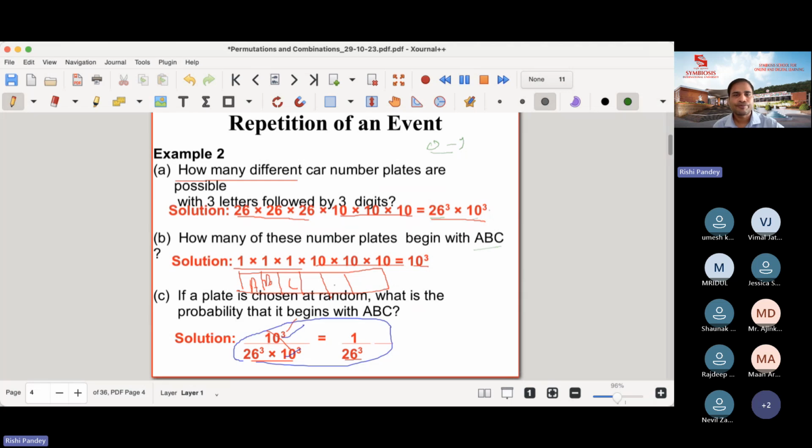Here it says that if 3 alphabets are fixed, A, B, C, we will fix these three values. So now you cannot take any value, only A, B, C is fixed. But for the digits, you can take any one of them. Probability says the favorable ABC upon total, and then you can get the probability of plates beginning with ABC. Pay attention. Any doubt?